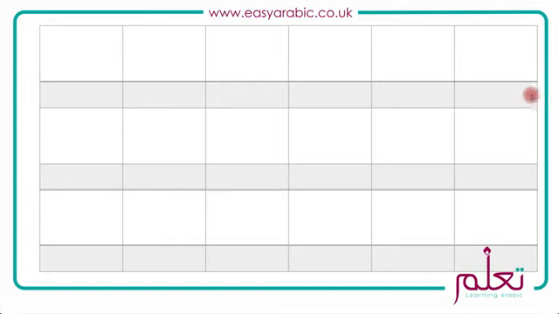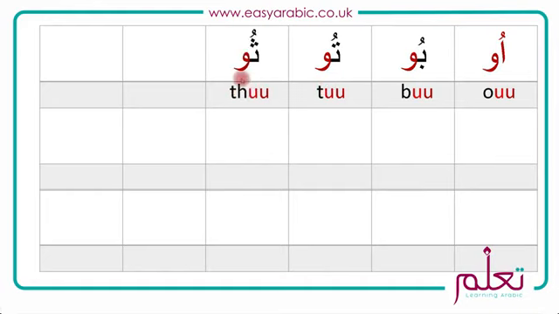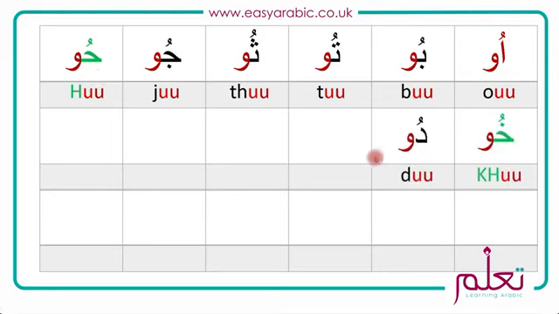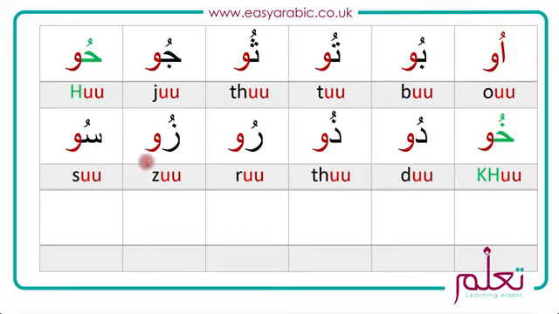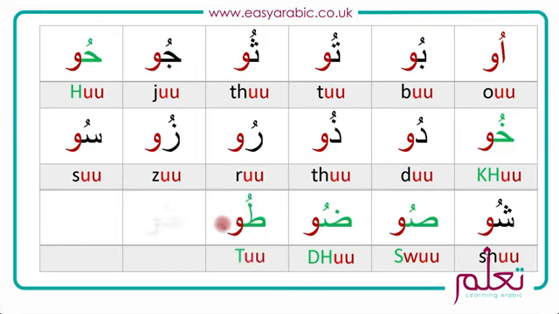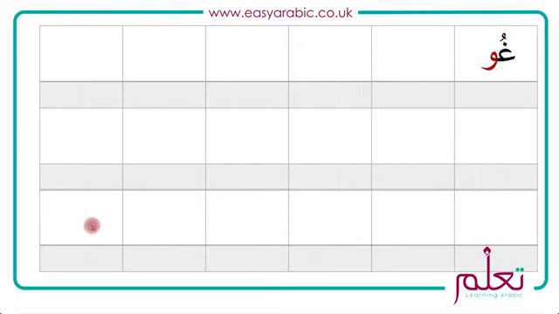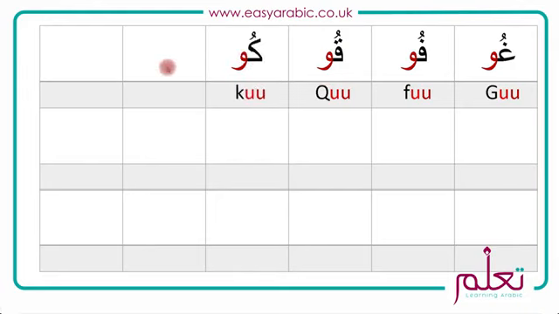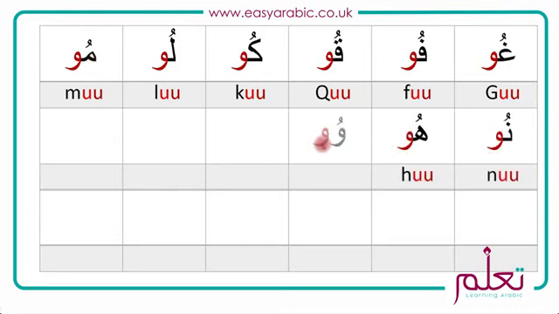Okay, so if we look at the letters, the first one is u, bu, tu, thu, ju, hu, khu, du, dhu, ru, zu, su, shu, su, dhu, to, zo, u, ru, fu, qu, ku, lu, mu, nu, hu, wu, and you. Okay, so we'll look at some examples.